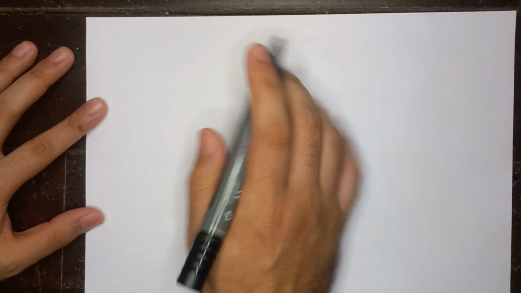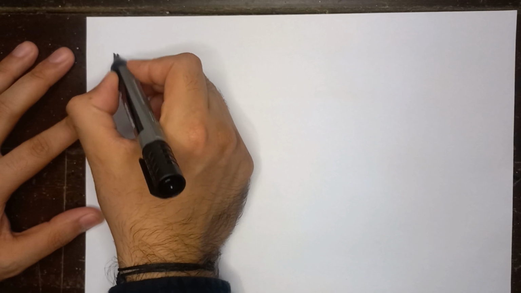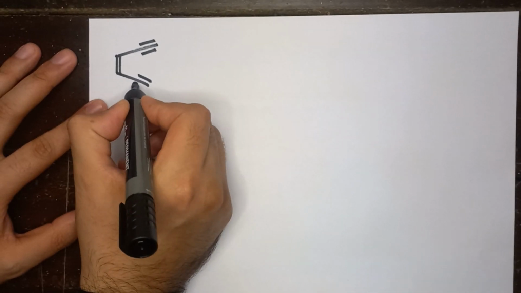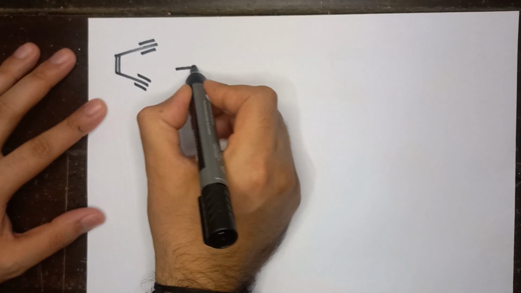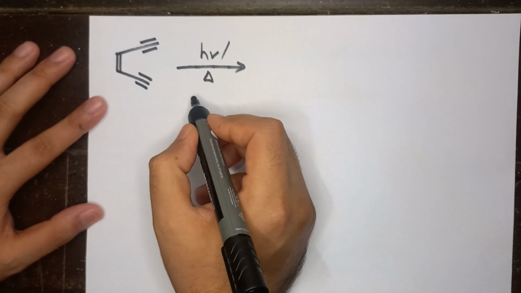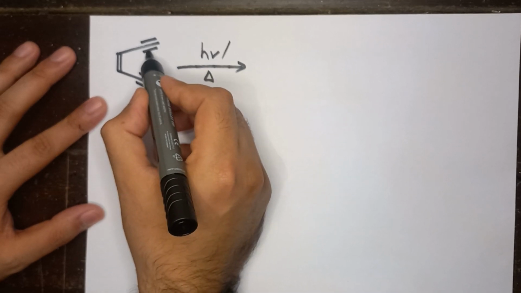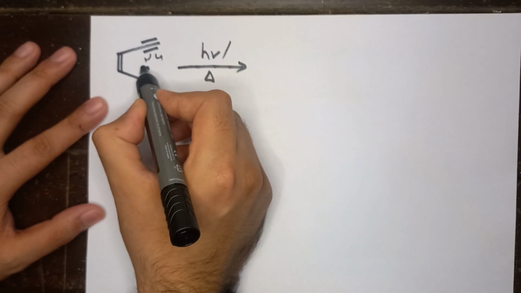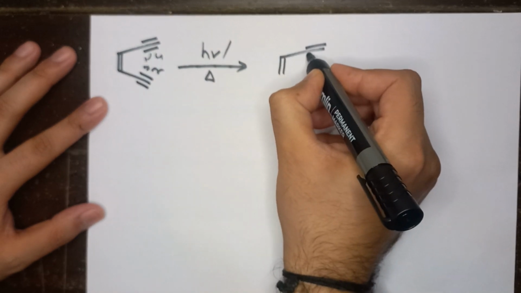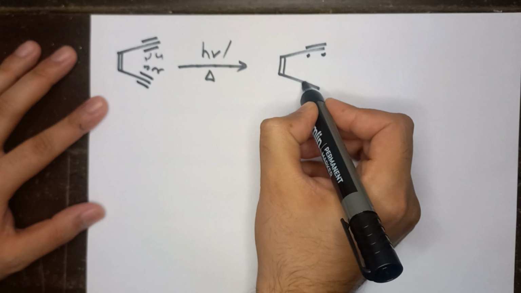Okay, so we have this particular alkyne, like the previous question. I'm shining light on it or giving heat to the system. So this single bond contains 2 electrons. This single bond contains 2 electrons. So we have 2 electrons here and 2 electrons here.